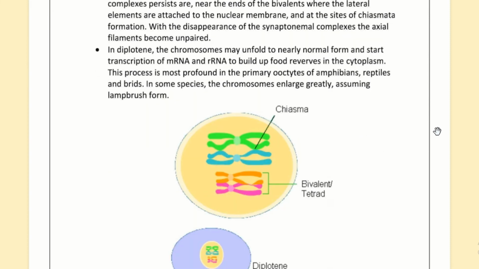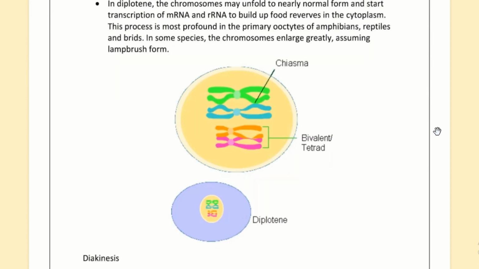In diplotene, the chromosomes may unfold to nearly normal form and start transcription of mRNA and rRNA to build up the food reserves in the cytoplasm. This process is most profound in the primary oocytes of amphibians, reptiles, and birds. In some species, chromosomes enlarge greatly, assuming the lampbrush form.